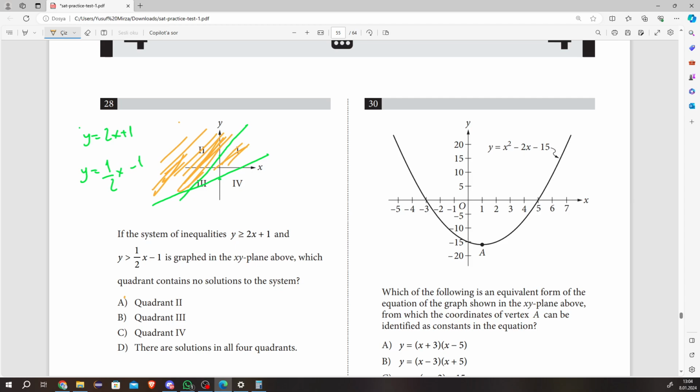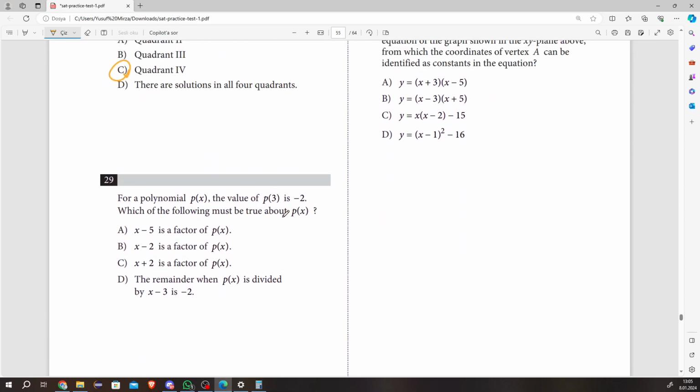Let's look at it, okay, but both of them should be correct, so we couldn't take here, because if we take here, for example, the first equation is true, the second one is false, so we can only select the common area, where both of the equations are true. So we can say quadrant 4 contains the answer.